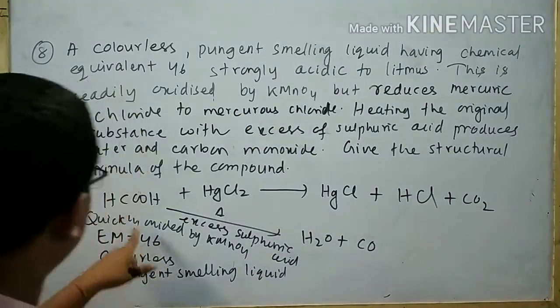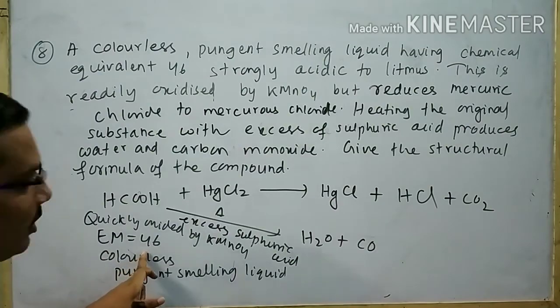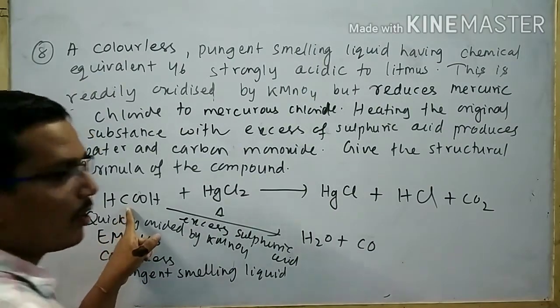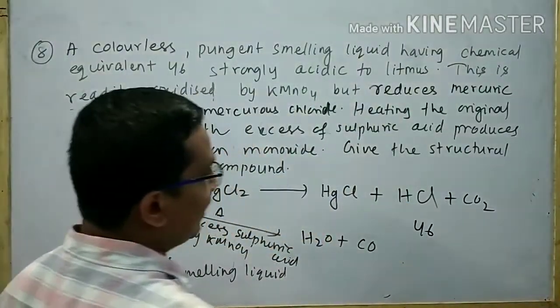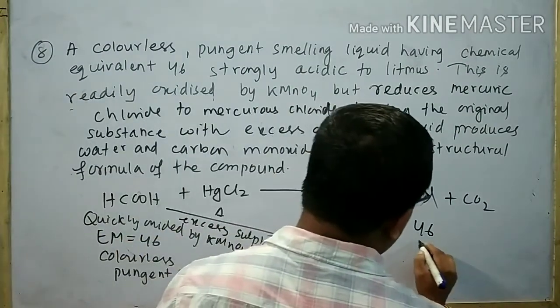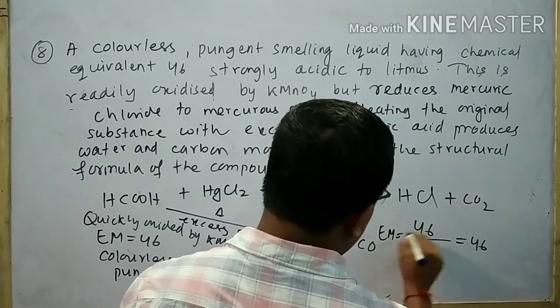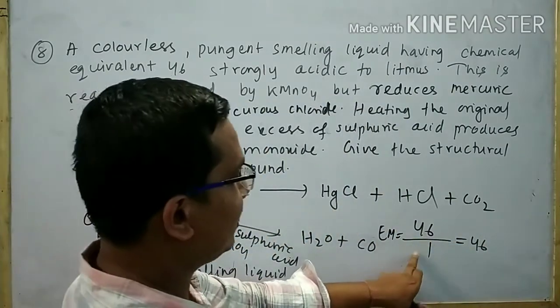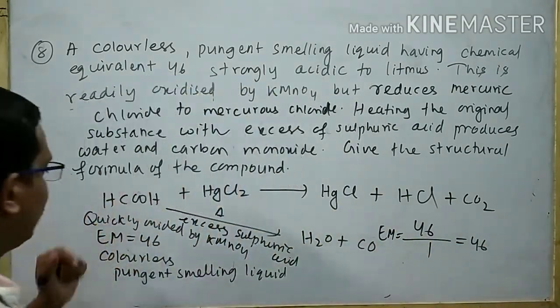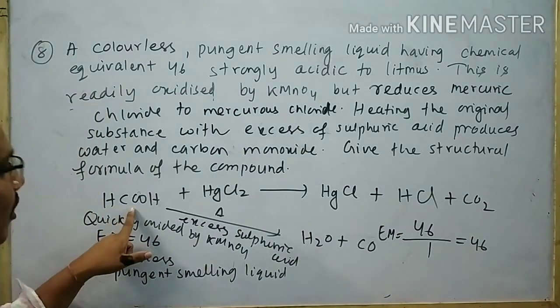The equivalent mass of formic acid is also 46, because the molecular mass of formic acid is 46 and its basicity is 1, so we divide by 1, that is 46. Equivalent mass is 46 by 1, which is 46. So this is formic acid.